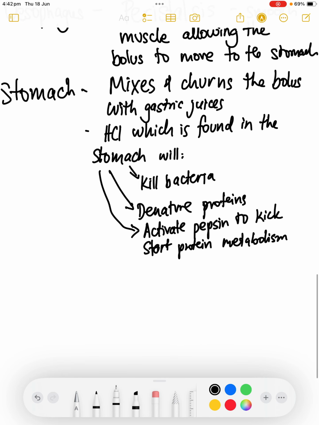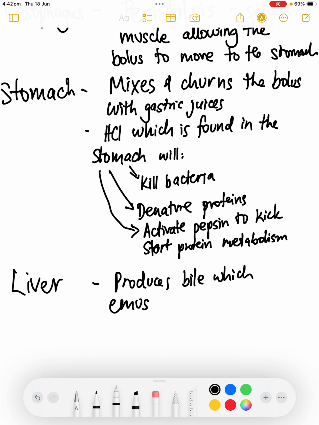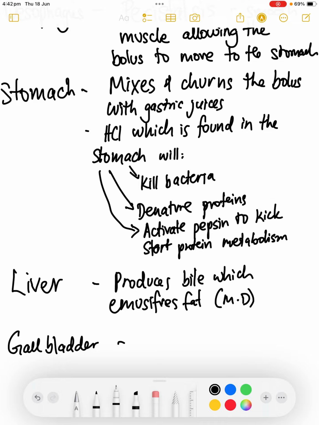All right, we're nearly there. So we've got the liver next. Okay, the liver, what does that do? It produces bile, which emulsifies fat, which is an example of mechanical digestion, MD. All right. What does the gallbladder do? It stores, concentrates, and releases bile as well.